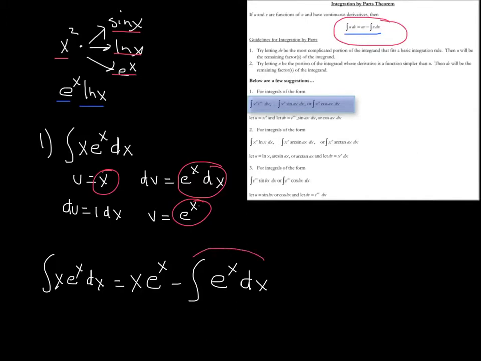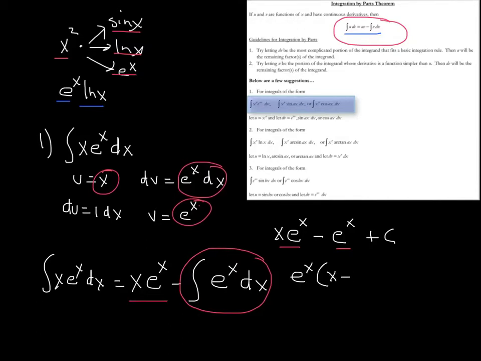This part right here we can now integrate pretty easily. All right, so this part is set, so we can copy that down. It's going to be x e to the x minus, and the integral of e to the x is just e to the x. And we need a plus constant because this is an indefinite integral. And I see a common term here and here, so I can actually factor that out. Our final answer is going to be e to the x times (x minus 1) plus a constant. And that is the answer to this first example.